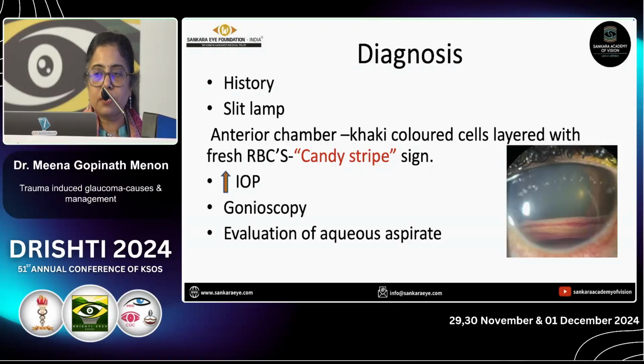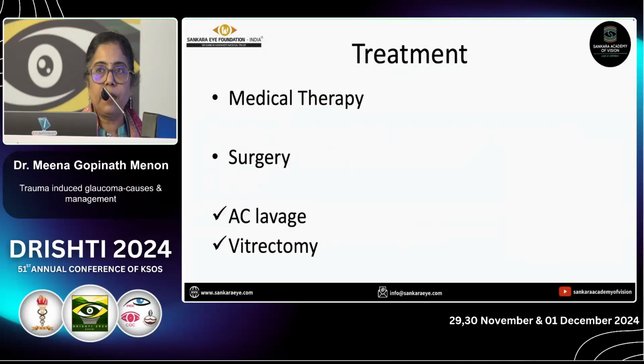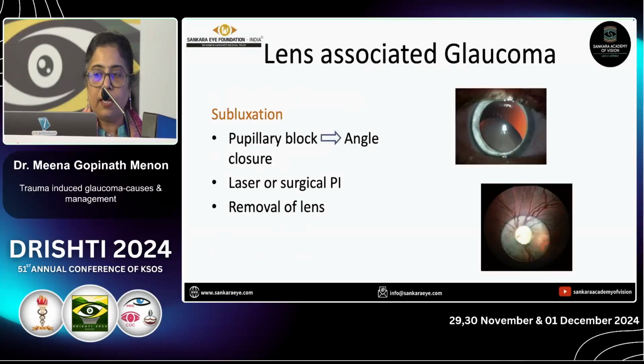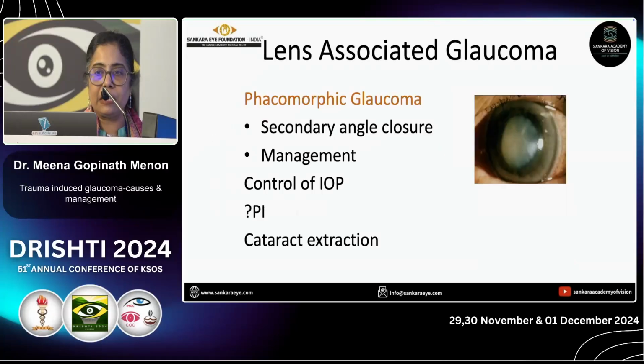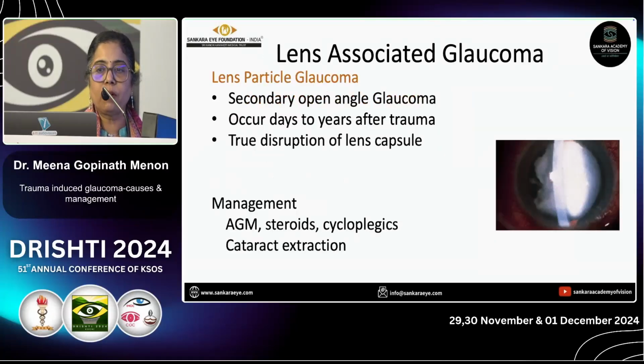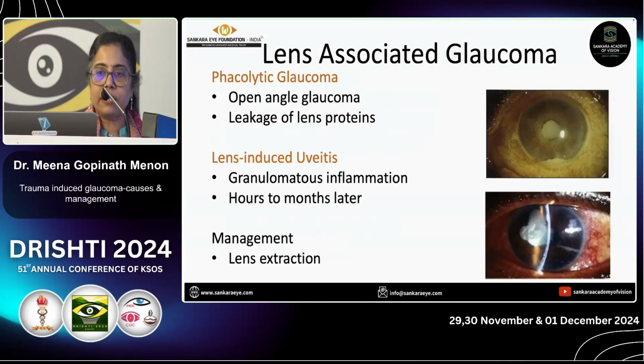So this picture is not from my clinic; it's taken from elsewhere because I have personally not really seen this candy stripe sign, but it's a very common description. Medical therapy, and many a time surgery might be indicated, like a vitrectomy or a vitreous lavage or an AC lavage. Lens-associated glaucoma is similar to any other lens-associated glaucoma. Since there is a talk by Dr. Manju, I am not going into the details. It can induce phacomorphic glaucoma, lens particle glaucoma, and phacolytic glaucoma, and lens-induced uveitis also.